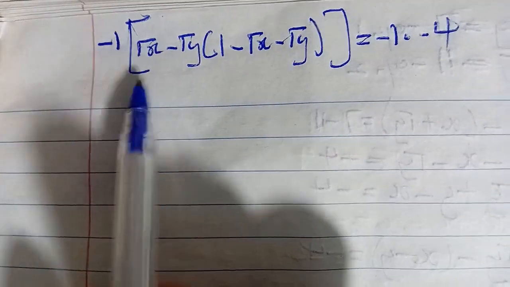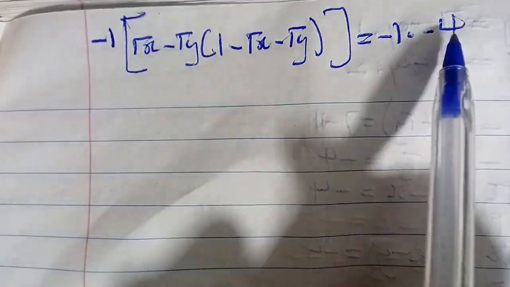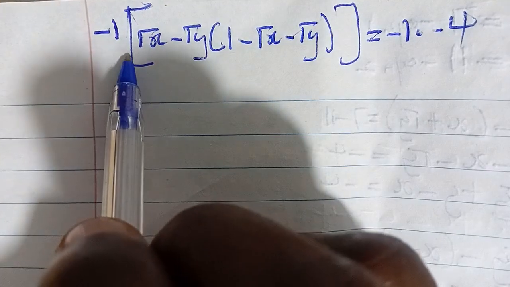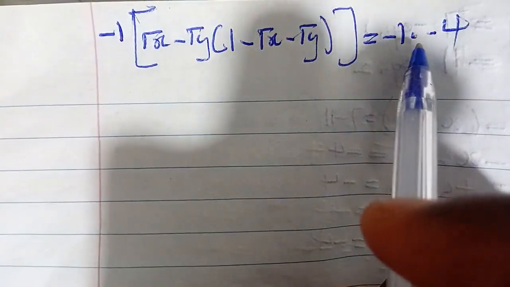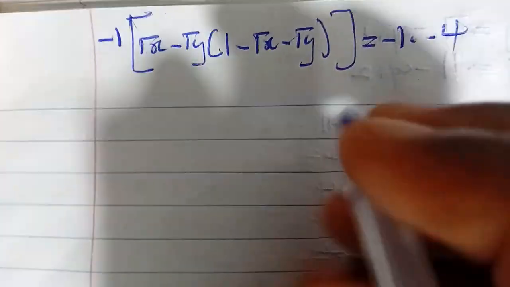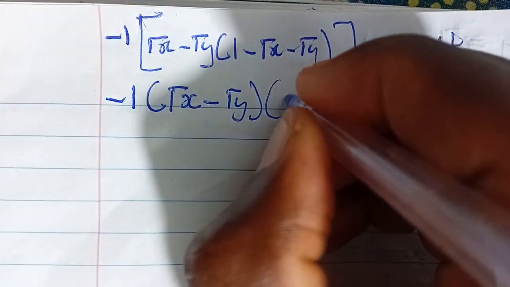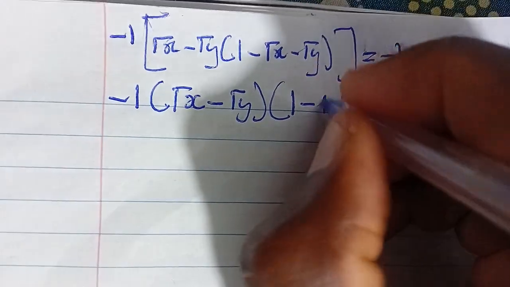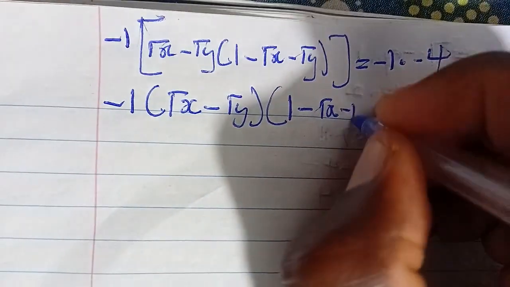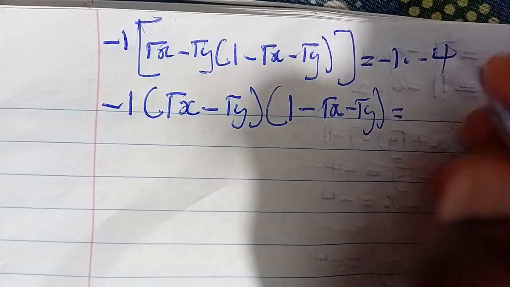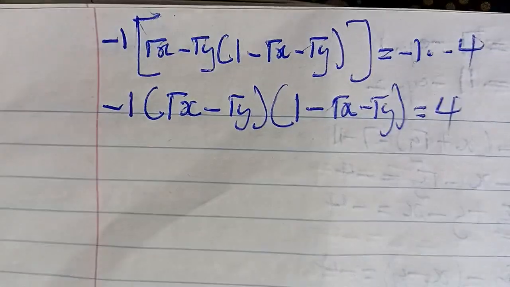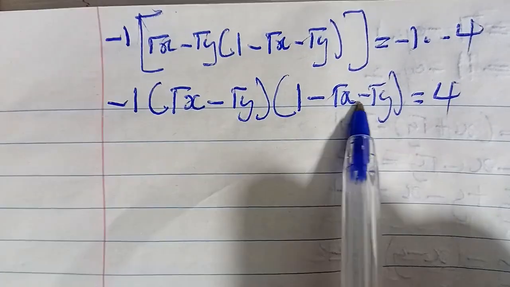All right, so let's continue. So I've rewritten it here. Now we can rewrite this form of the equation in another way. So we can say minus 1 multiplying root x minus root y, and 1 minus root x minus root y is equal to, this by this gives us 4. Now this is multiplying this and this.